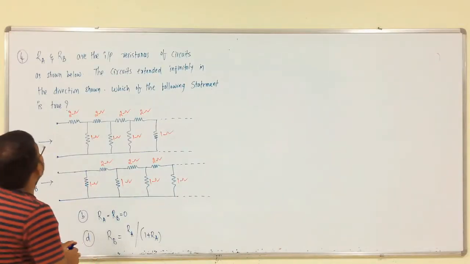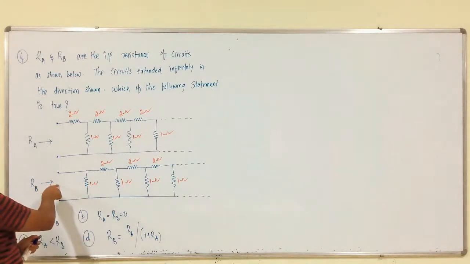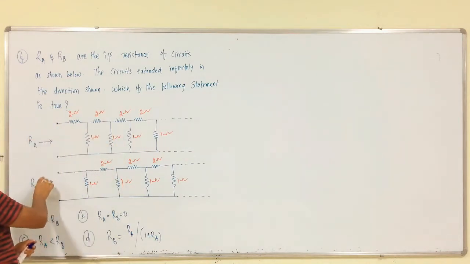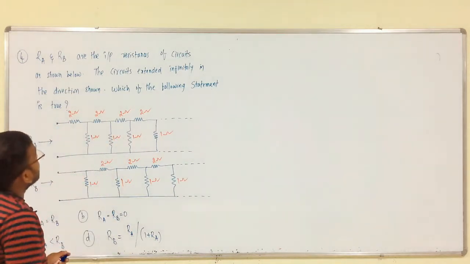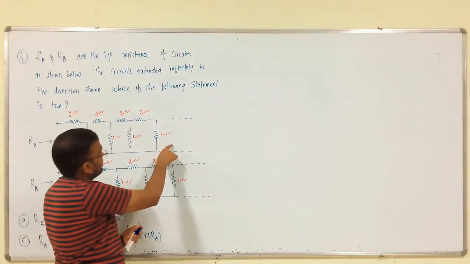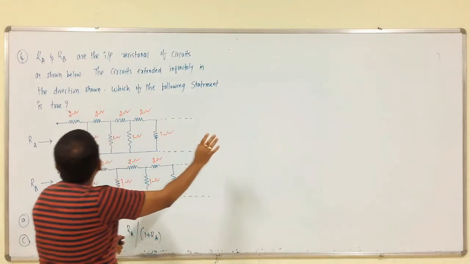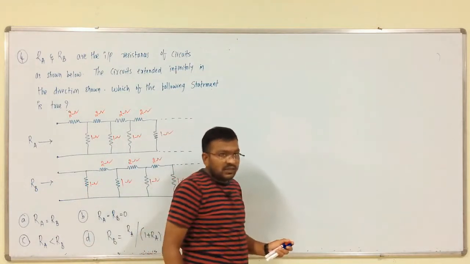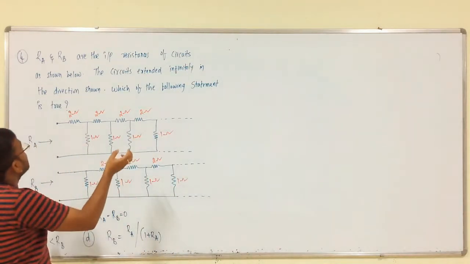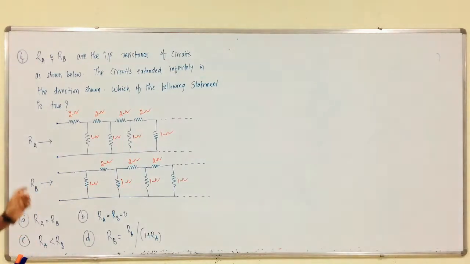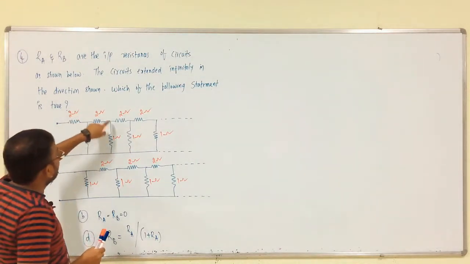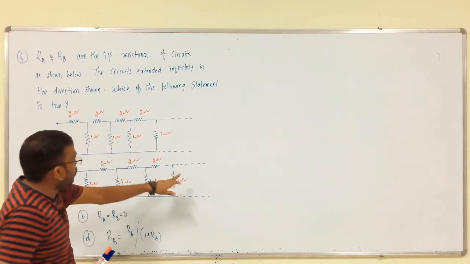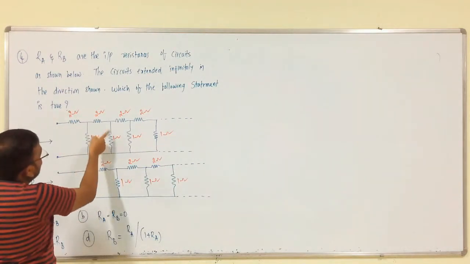Next problem is RA, RB are the input resistances of circuits as shown below. So, this is the equivalent resistance from this circuit, this is the equivalent resistance from this circuit. The circuits extended infinitely in the direction shown. So, from here to here the circuit is extended infinitely. So, this is a ladder network. Which of the following statements is true? See the resistances, this is 2 ohm, this is 1 ohm: 2, 1, 2, 1, 2, 1, like that.